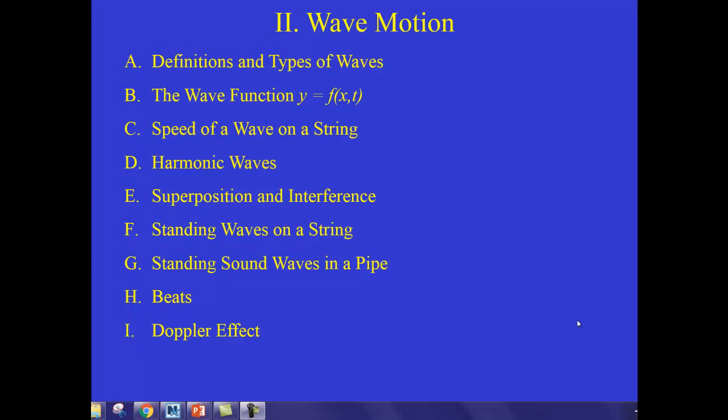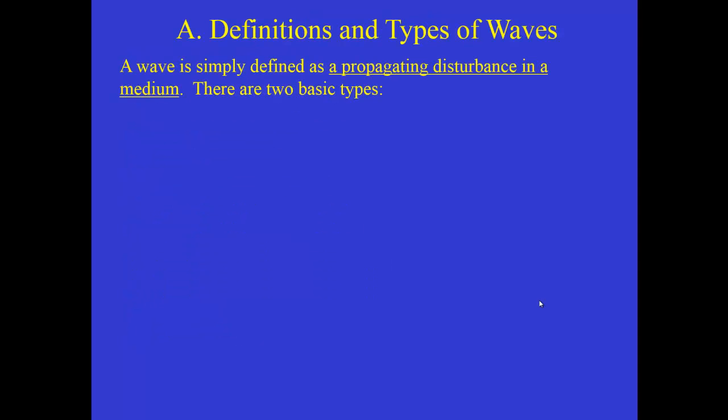Here's where we're going in the next part of the course in our discussion of wave motion. And we'll treat in one unit both the material dealing with waves on a string and then also sound waves. Now, we start off with some definitions. And a wave is defined as a propagating disturbance in a medium.